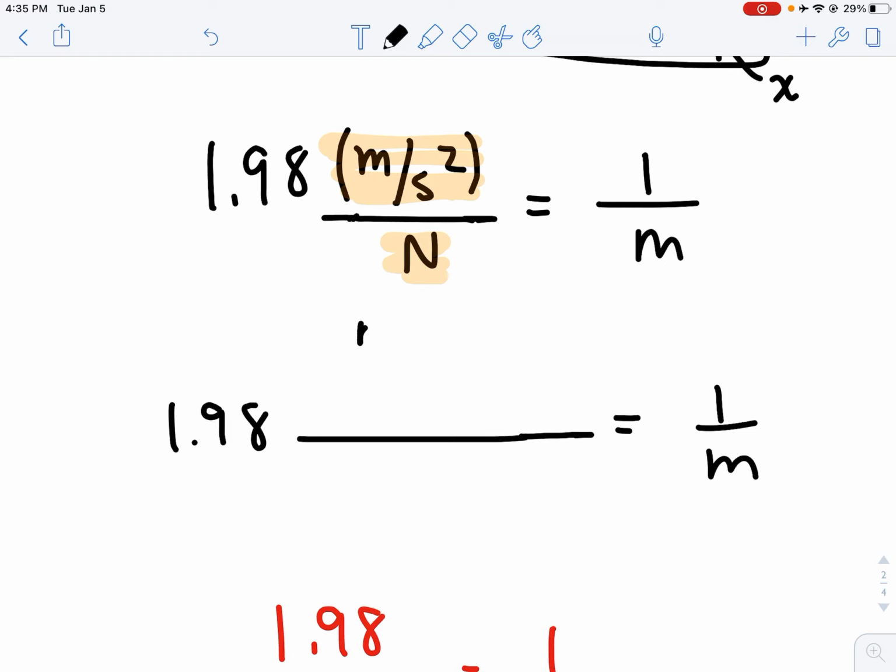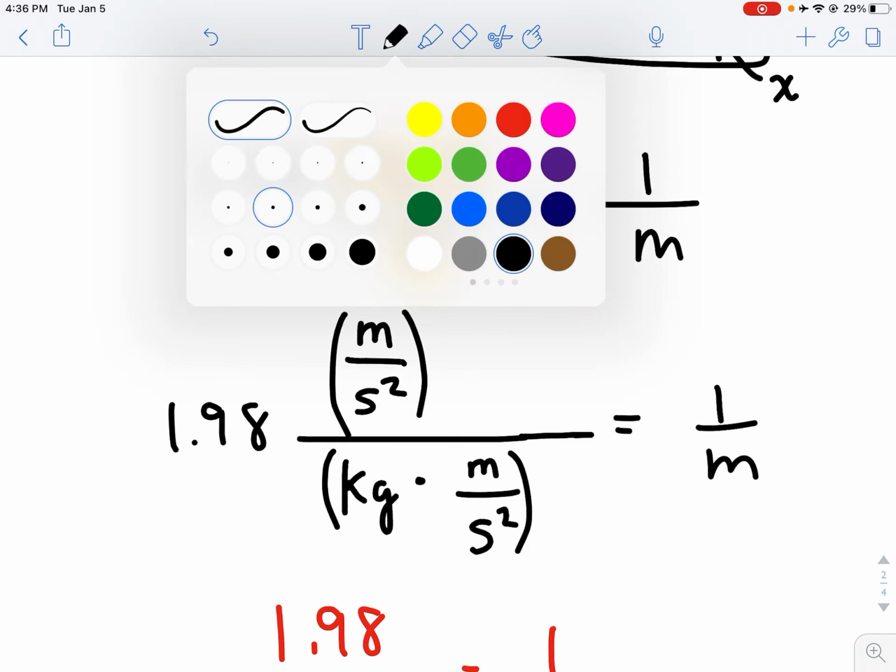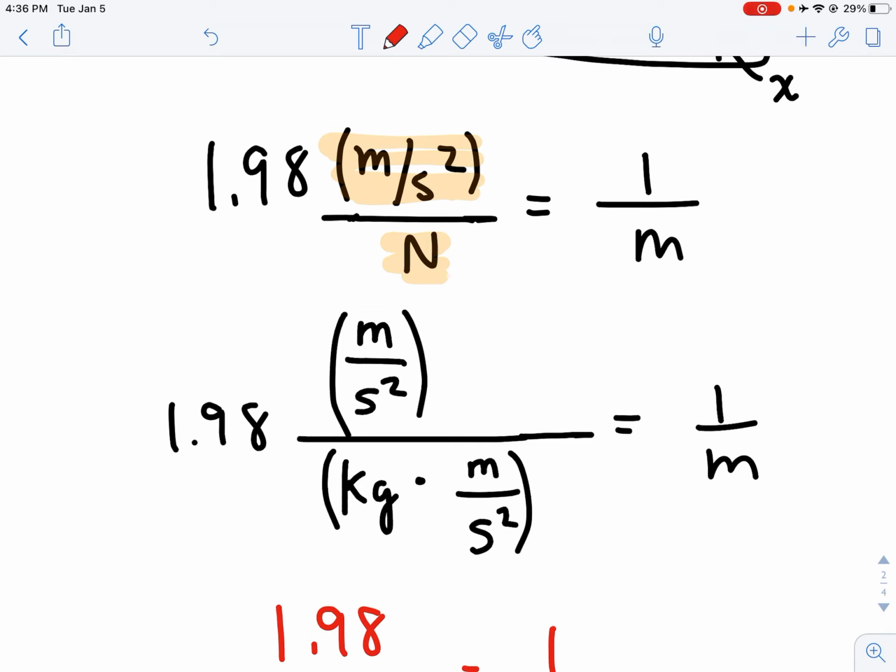So I'm going to very carefully write meters per second squared over newtons. Now, instead of newtons, I'm going to rewrite Newton as kilogram meter per second squared. Okay, so we still have our numerator and our denominator. So 1 Newton is equal to 1 kilogram times 1 meter per second squared. All right, there's different ways to do this, lots of different math tricks.